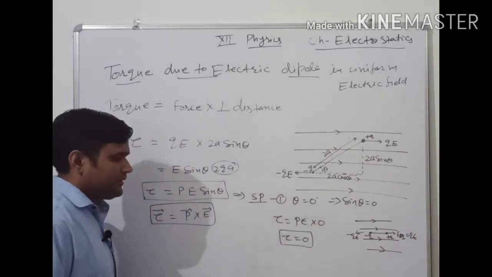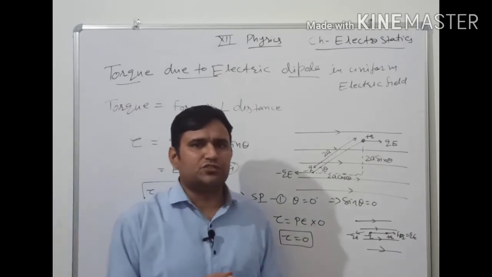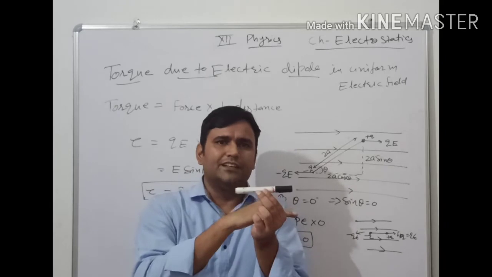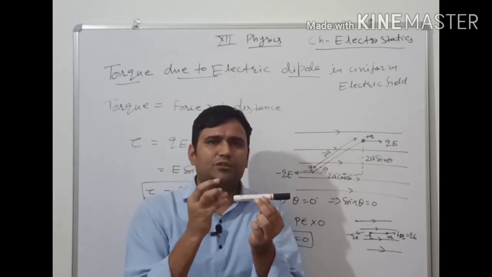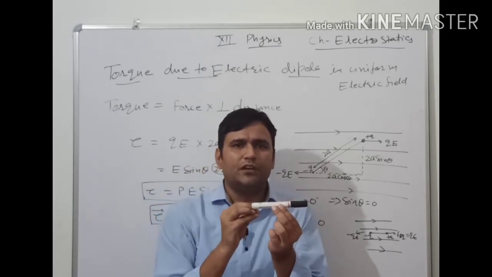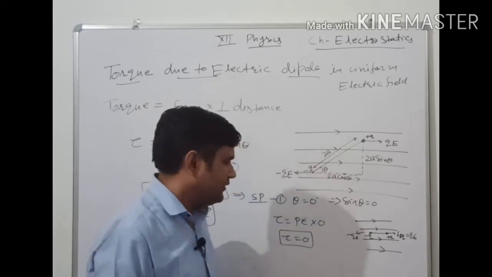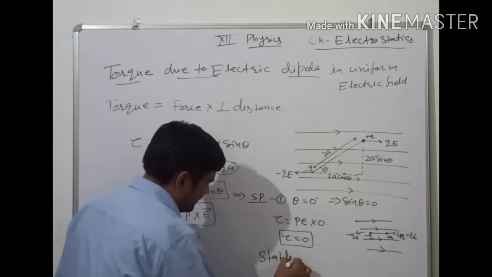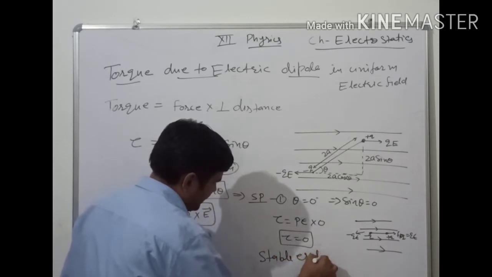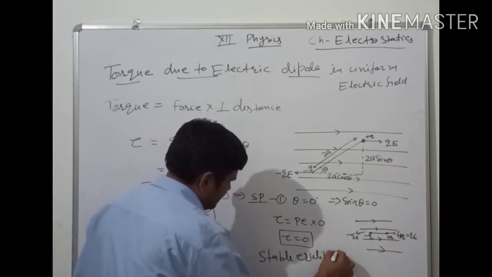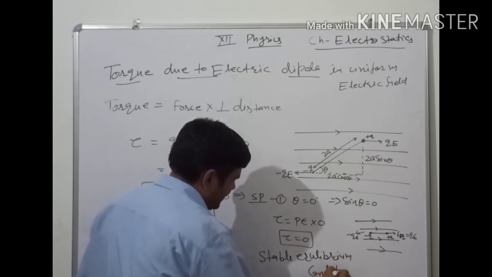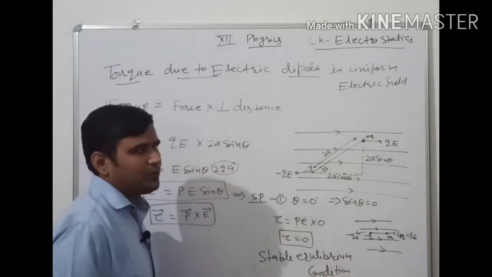Okay, it means this is our first case, when we are placing an electric dipole in the direction of the electric field. Then the net force upon it is equal to 0 and there is no torque on it. This condition is known as the stable equilibrium condition. Okay, be careful about it.